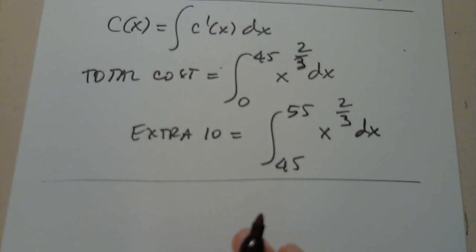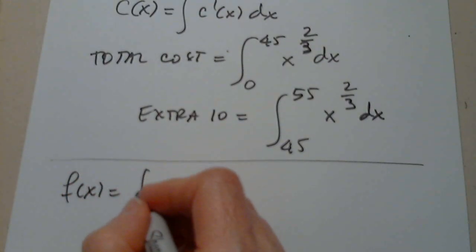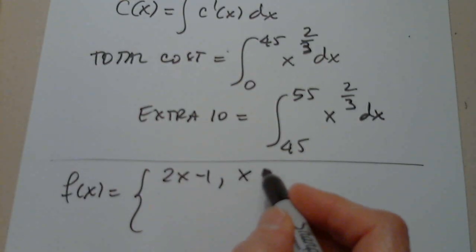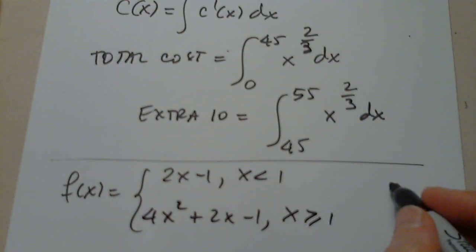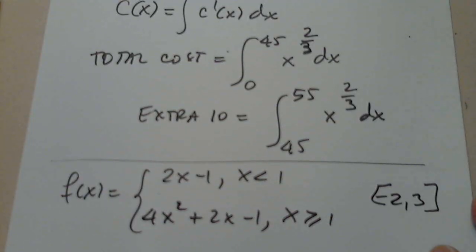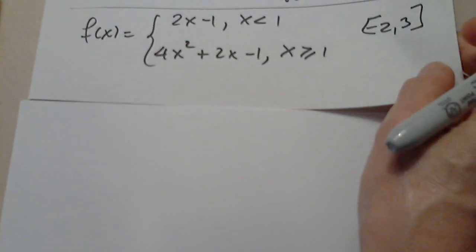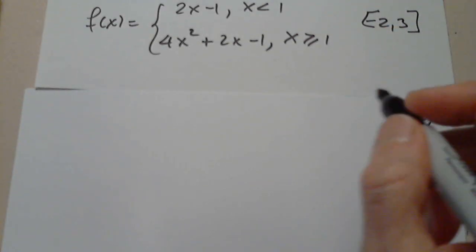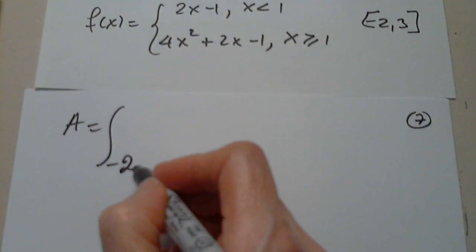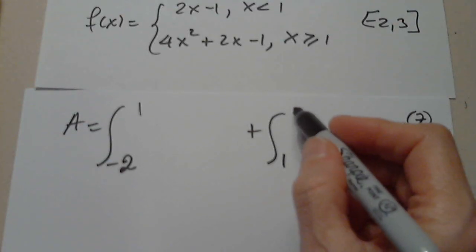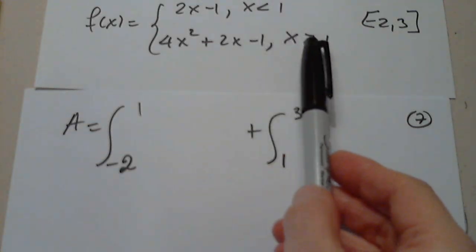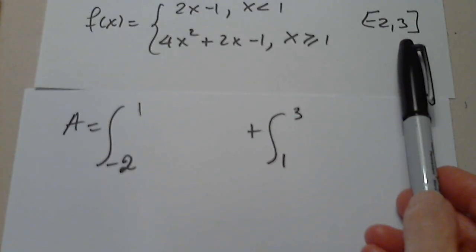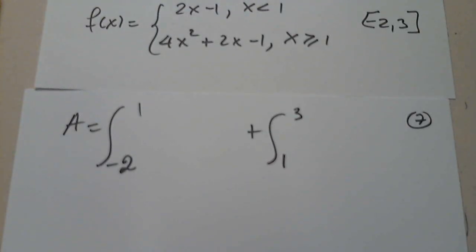Good. So then the integral, so I'm copying the function here. 2x minus 1 for x less than 1, or 4x squared plus 2x minus 1 for x greater than 1, and the interval is negative 2 comma 3. So obviously we see that there is a break at 1. So the area will be the integral from negative 2 to 1 plus the integral from 1 to 3. As you see, there is a break at 1, and 1 is somewhere in the interval between negative 2 and 3. So therefore, I have to calculate two definite integrals.